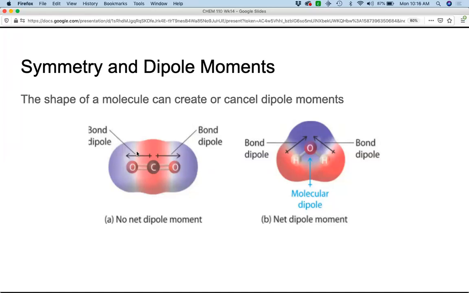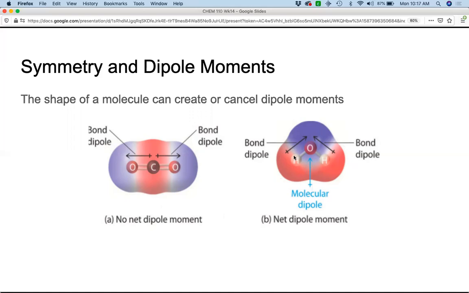This is a molecule that we've already had lots of practice drawing Lewis structures and determining electron and molecular geometry for. And so we know that carbon dioxide is going to be linear. It's linear because it has two double bonds to oxygen. And if we think about drawing our bond dipoles, they point in opposite directions. And so the conclusion that we can draw is that there's no net dipole because this molecule is symmetrical. The dipole moments cancel.